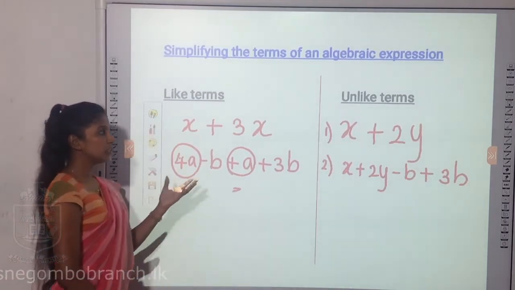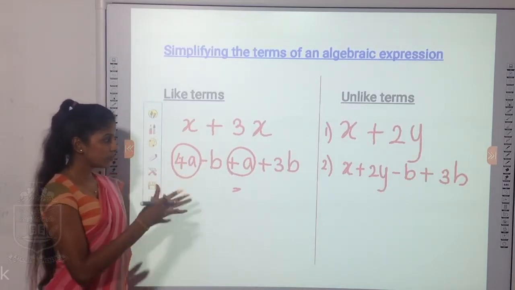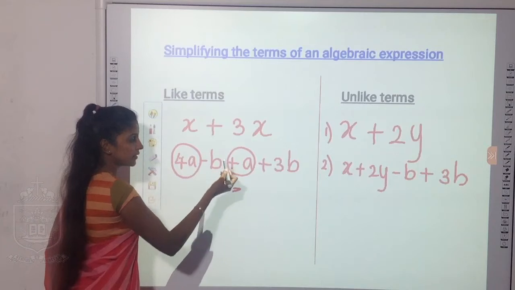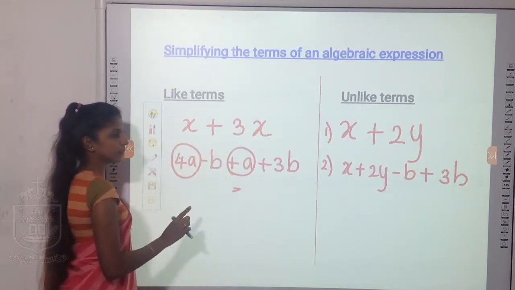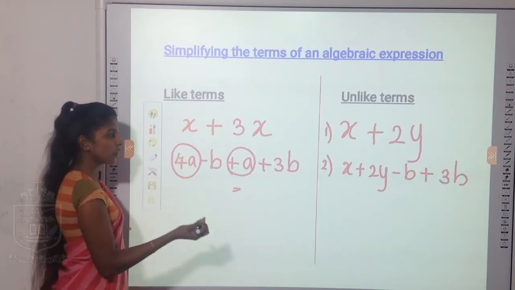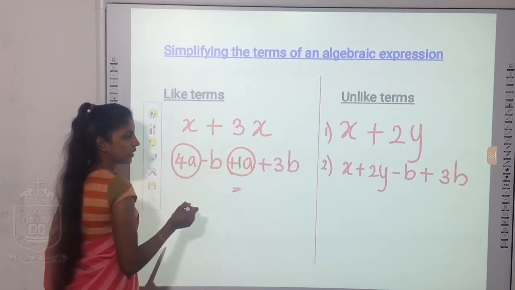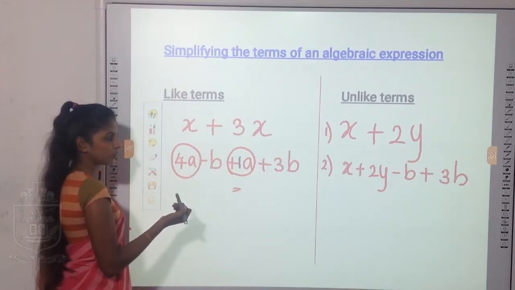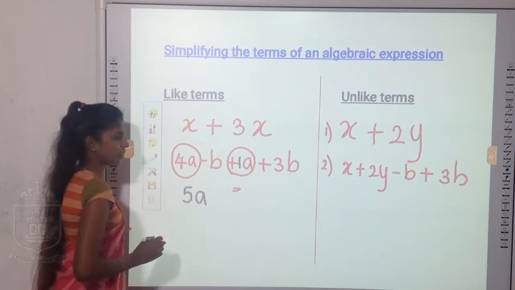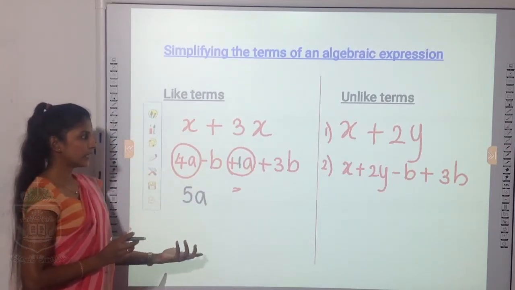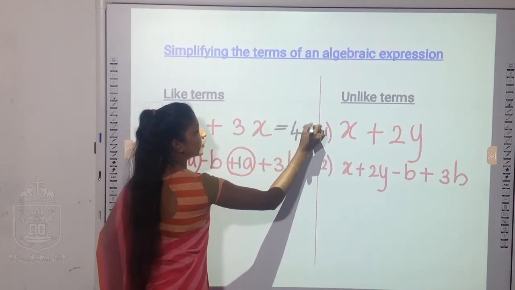So what you have to keep in your mind here is, you can simplify like terms more. That means if you consider this example, we can simplify it more. 4a plus a, both are same. So we can add, since it is addition, 4a plus 1a. You don't have any number coefficient there, that means 1. So 4a plus 1 will give you 5a. We can simplify like terms like this. x plus 3x can be simplified as 4x.